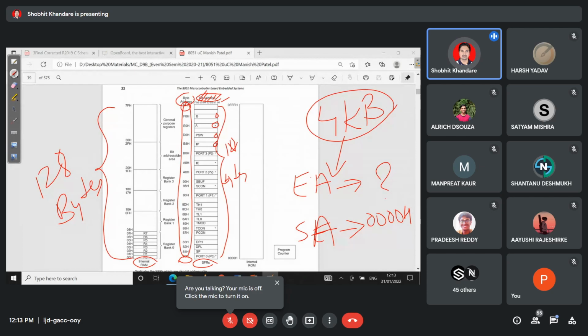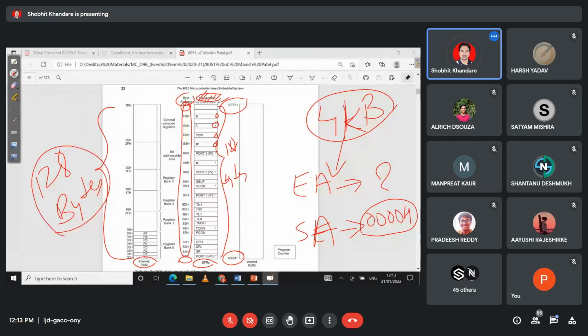Okay, you will do this as a homework. Okay, it is 000H. So can you see here 000H? And see here your ending address 0FFFH. Okay, 4 kilobyte. और यहाँ पे आपका 128 बाइट था.